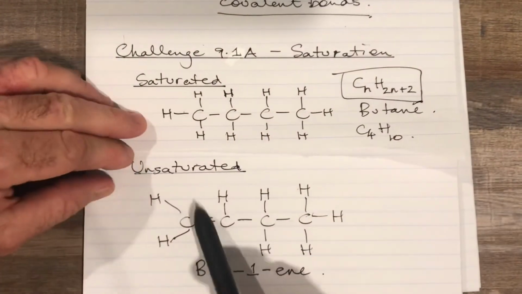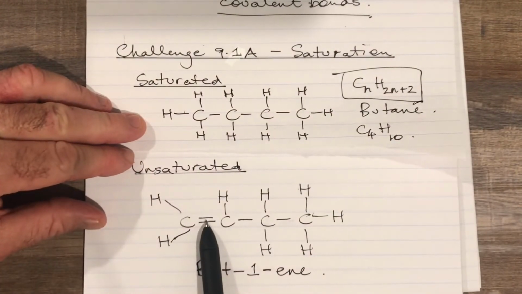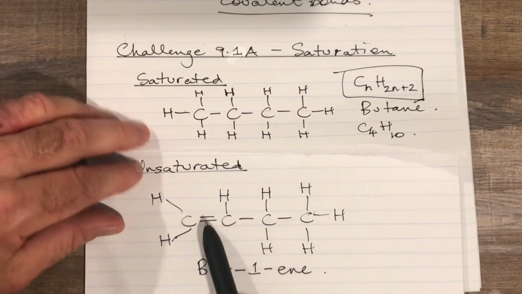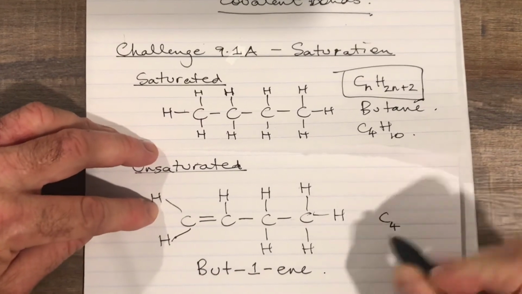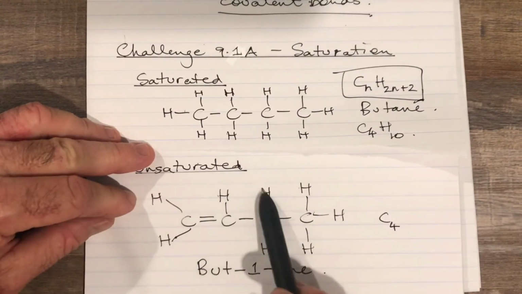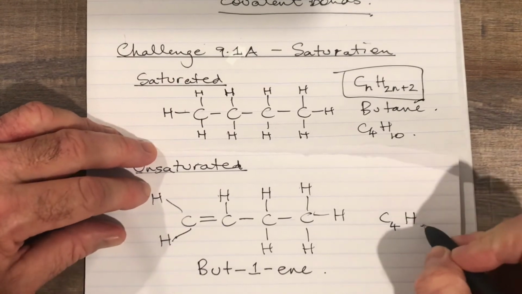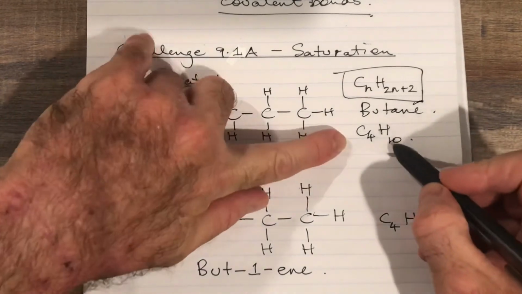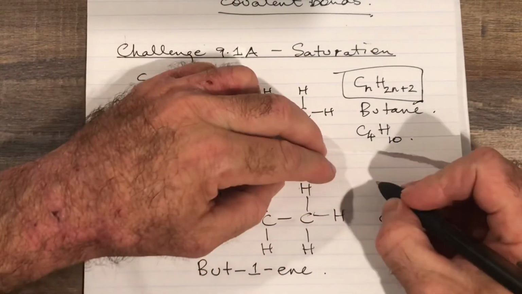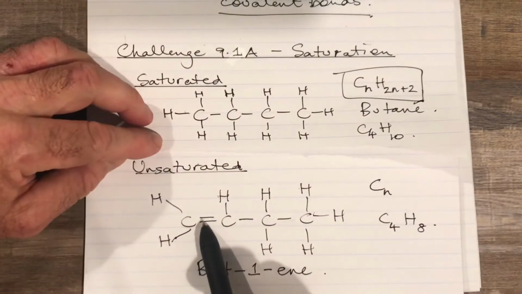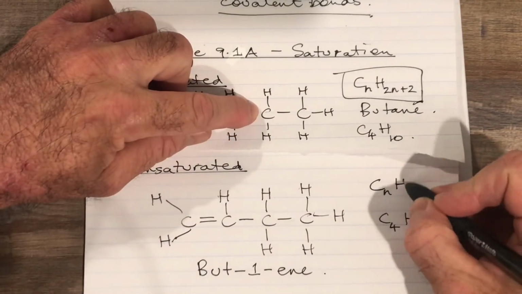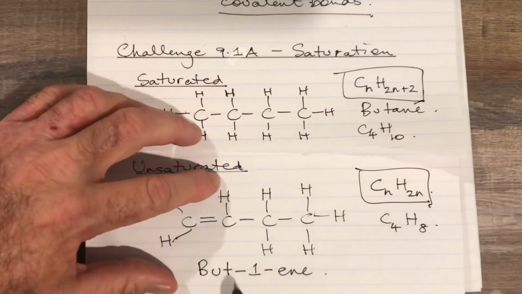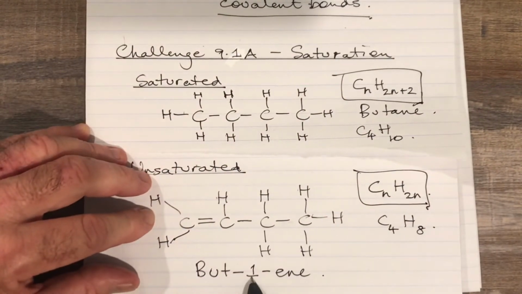Saturated. But whenever there's a double or triple bond, the hydrocarbon is unsaturated. In this case here, we've still got 4 carbons, but there's only 1, 2, 3, 4, 5, 6, 7, 8 hydrogens. That's less than the maximum number of 10 for butane. And the general formula for an alkene is CnH2n. Might have remembered that from last year. So this one here is but-1-ene.